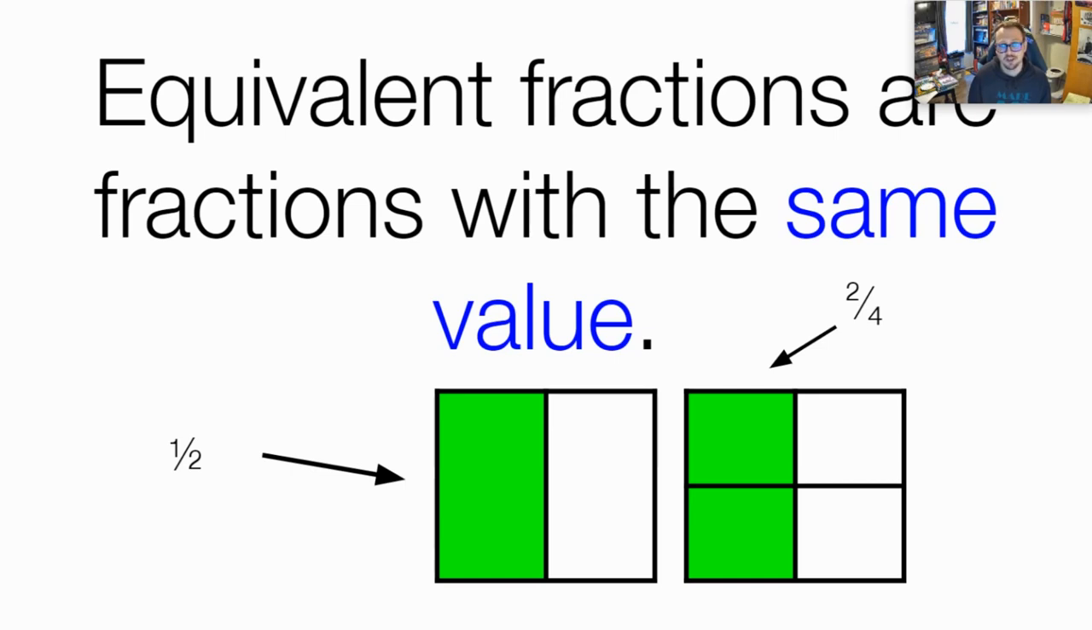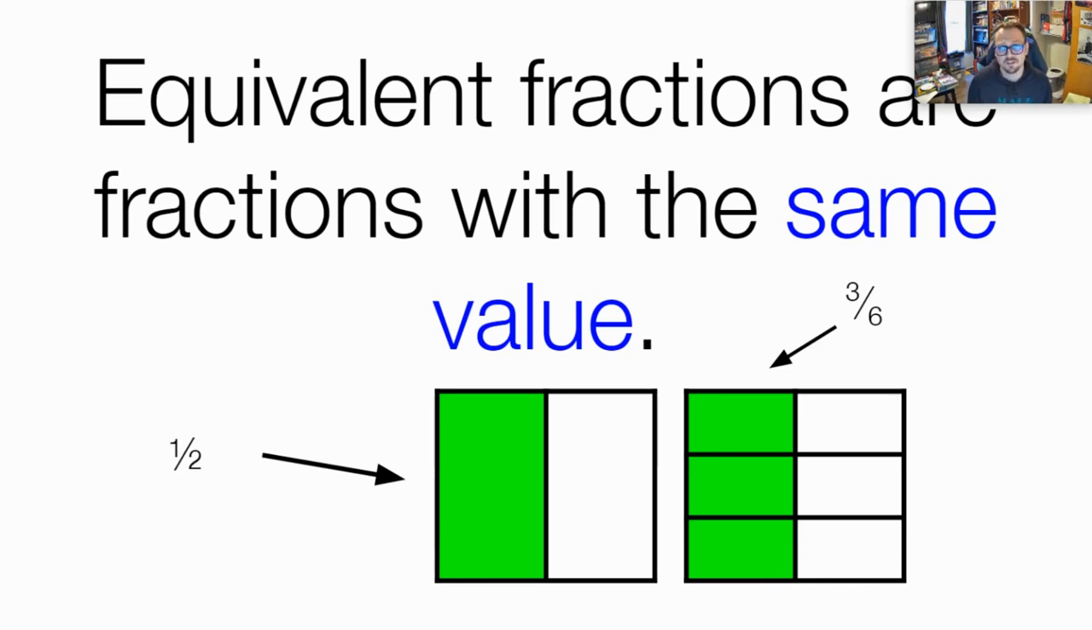Let's say we want to cut it up even smaller. Let's take that second model, and instead of cutting it into four equal parts, let's cut it into six. Now we have six equal pieces that make up the whole, and three of them are shaded, which means that the fractions 1/2 and 3/6 are equivalent. They both represent the same amount.